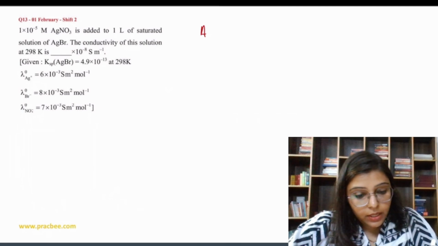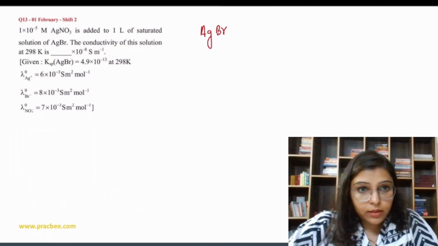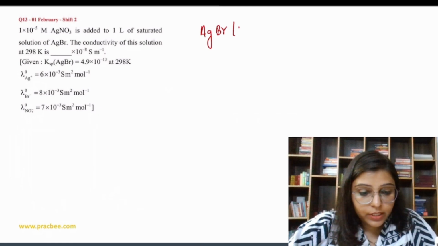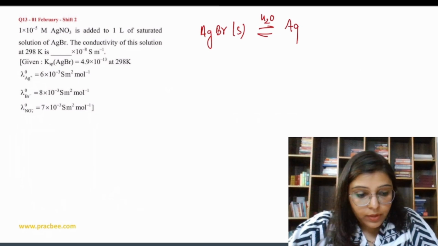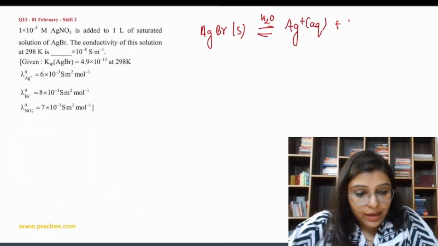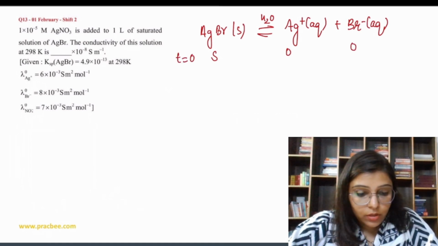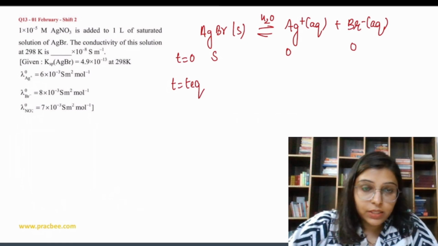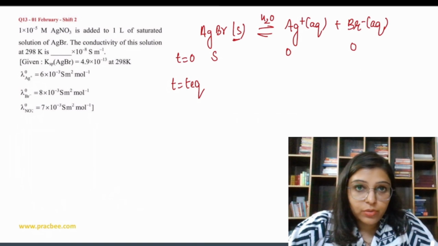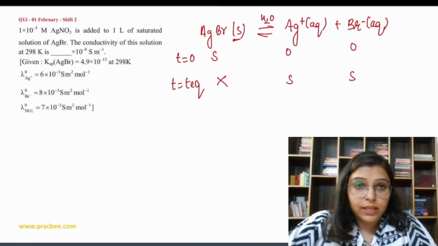So see, AgBr, it is an insoluble salt, right? So AgBr solid. If we add water, then we can write Ag plus aqueous and Br minus aqueous. Okay, so if starting solubility is S, so Ag plus is 0 and Br minus is 0. But after some time, when equilibrium is achieved, the solid we are not going to write in the equilibrium expression, so it is 0 and Ag plus is S and Br minus is S.